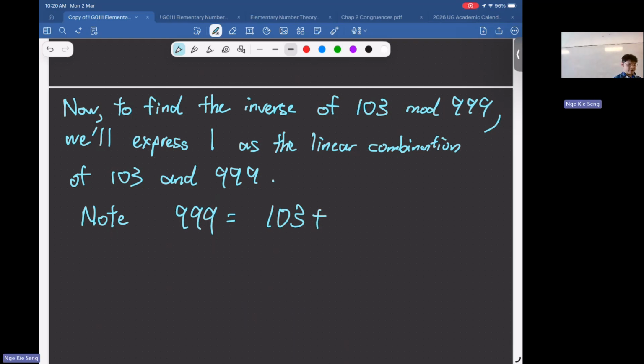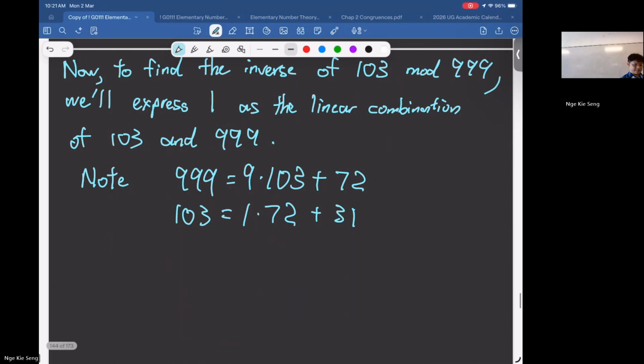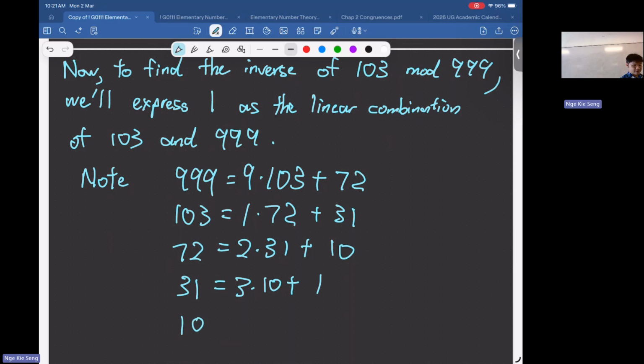Someone quickly compute that. 9. 9 times 103 plus how much? 72. Okay, and then we can continue. I think 1 is enough. 103 equals 1 times 72 plus 31. 72 equals 2 times 31 plus 10. 31 equals 3 times 10 plus 1. So you can see that your GCD is 1, right? Okay, from this calculation.